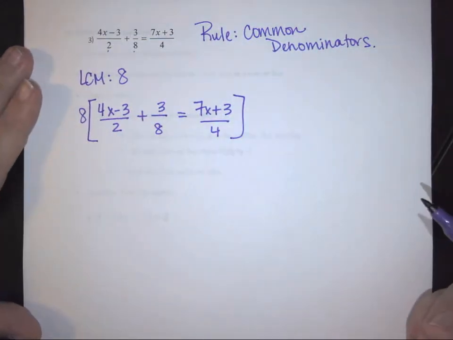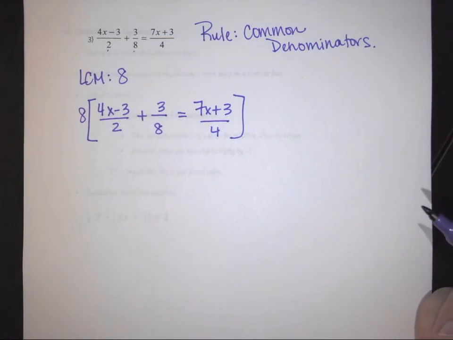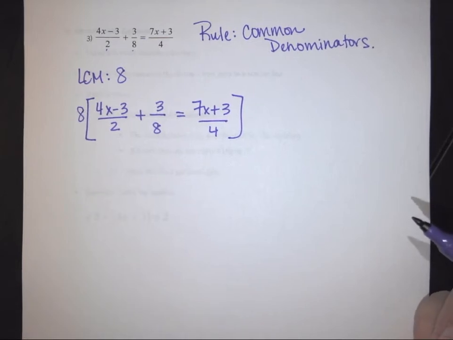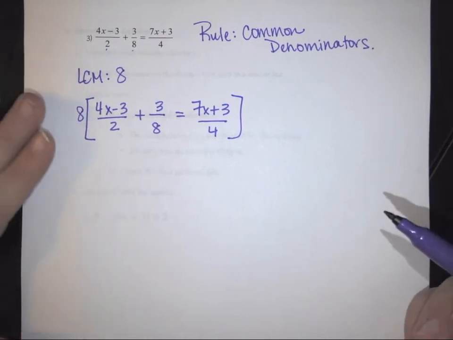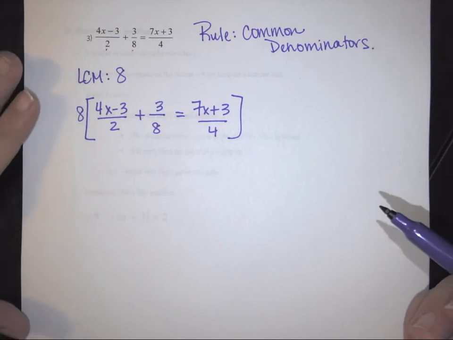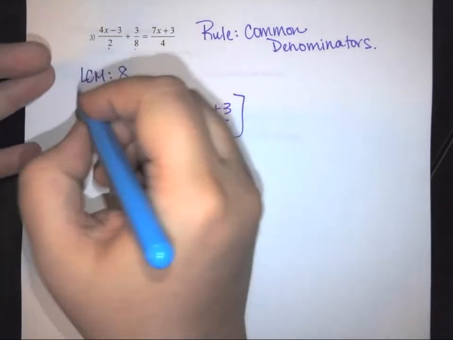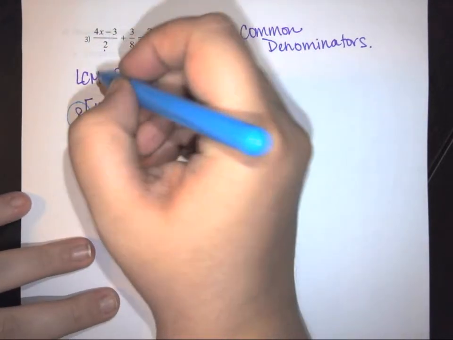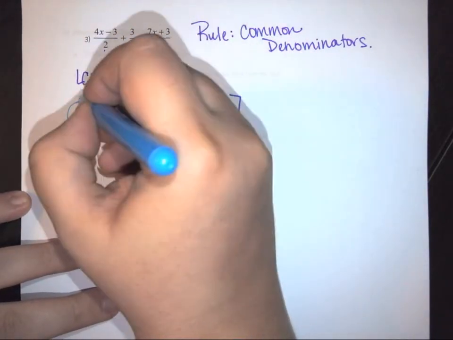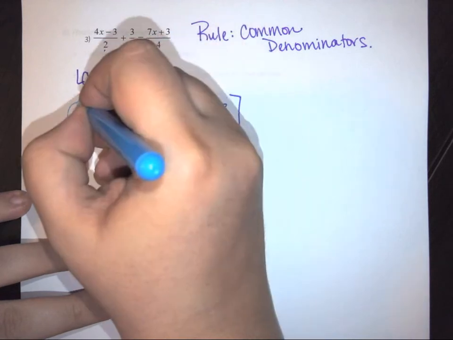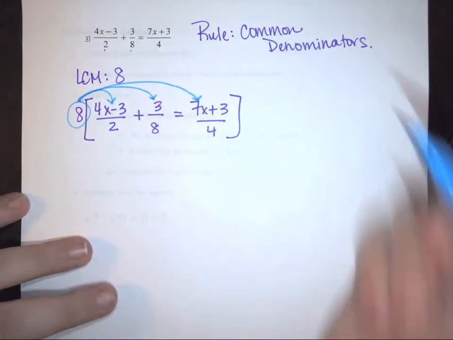And when I do that, you're going to notice that the denominator is going to peel away and disappear, and what you're going to be left with is just a linear equation. This is what I like to call removing your fraction and making things a little bit easier. So I'm going to take this 8 and multiply it to this top term, to the middle term, and to my last term.